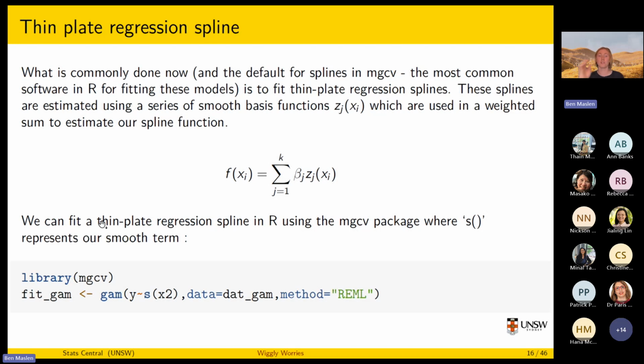And we can fit this thin plate regression spline in R using the MGCV package. All we have to do is, instead of having LM as our linear model in R, we're going to use the GAM function from the MGCV package, and we're just going to put an S around our X variable. That's just going to tell the function to fit a spline or estimate a spline smoother for that predictor variable.